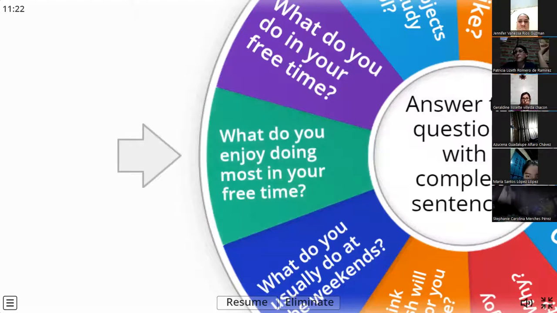Do sleep. Okay. I like to sleep. To sleep. I like sleeping. Also, you can say that way. Sleep. Like sleeping. Yes. What else? ¿Qué más?